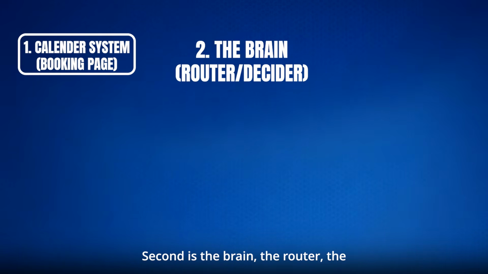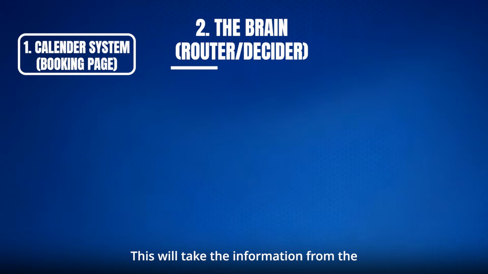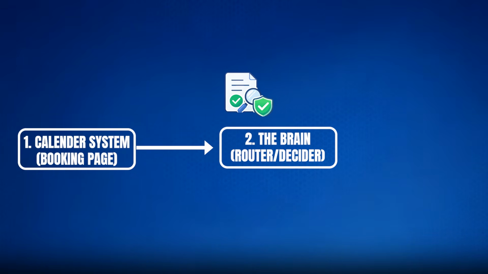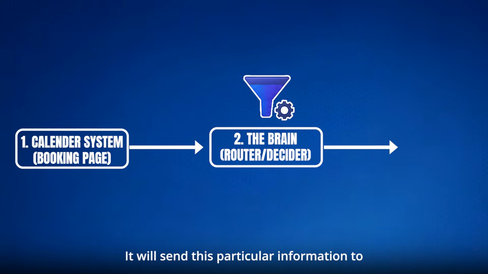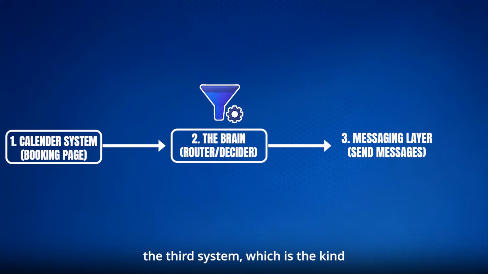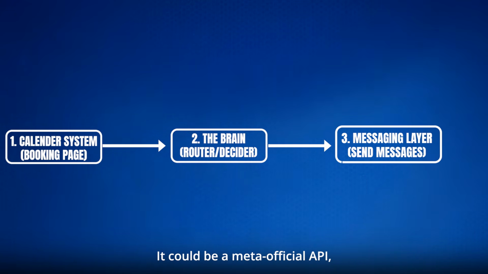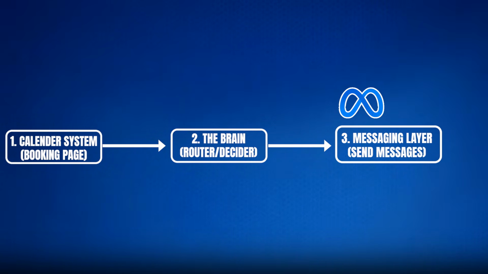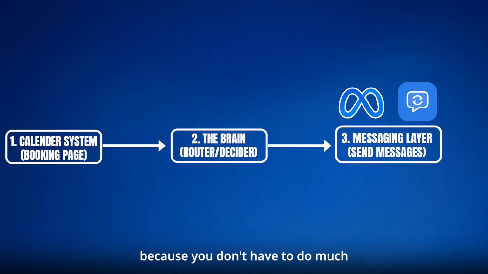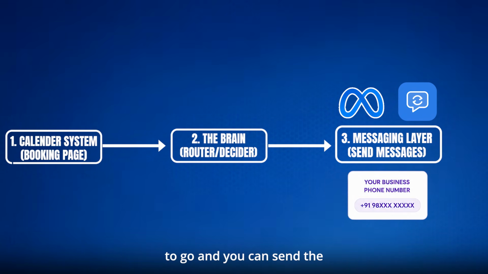Second is the brain, the router, the decider. This will take the information from the calendaring system, process it, and send it to the third system, which is the messaging layer. It could be the Meta official API, which you can use directly. I'll be using the ChatSyncs platform over here because you don't have to do much work. Just plug in your number and you're good to go, and you can send the messages.